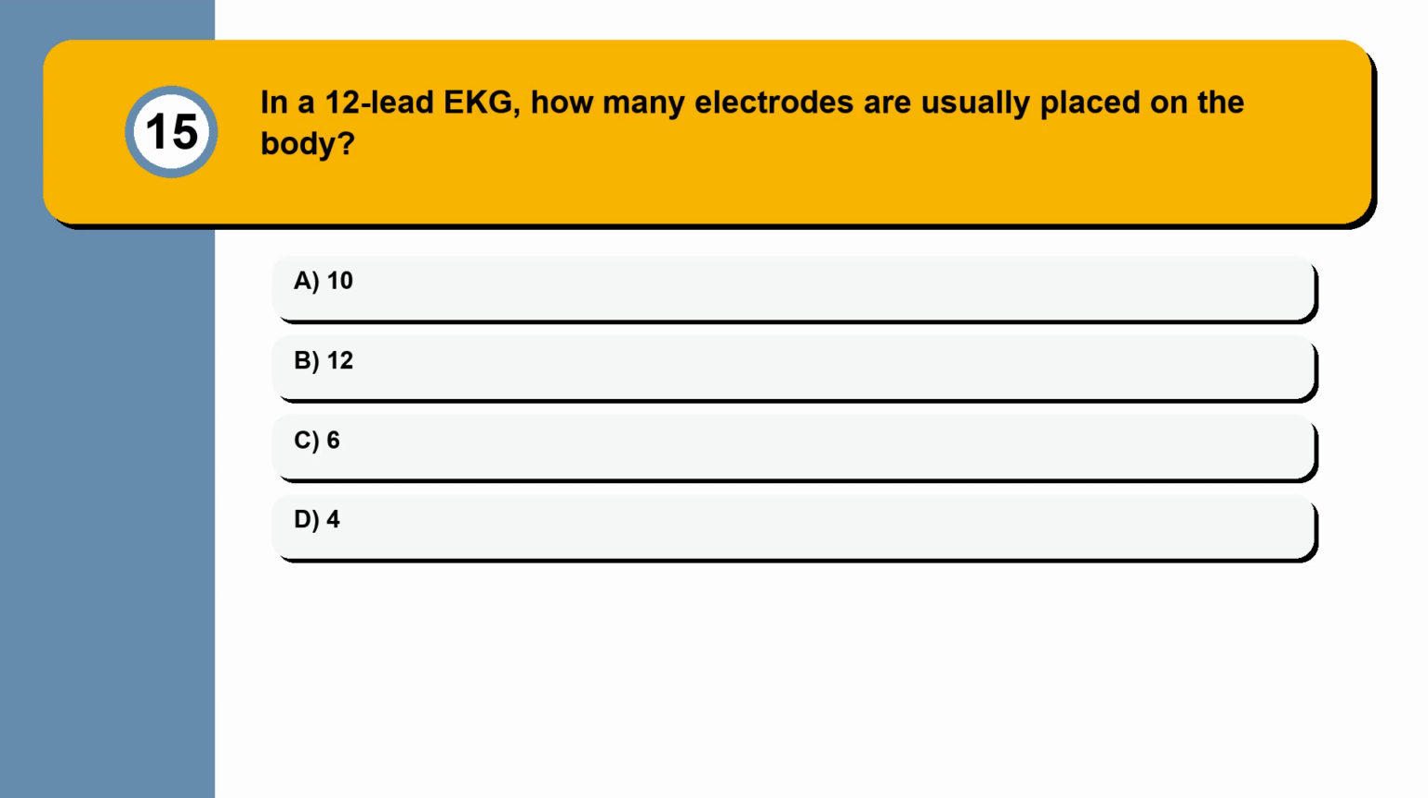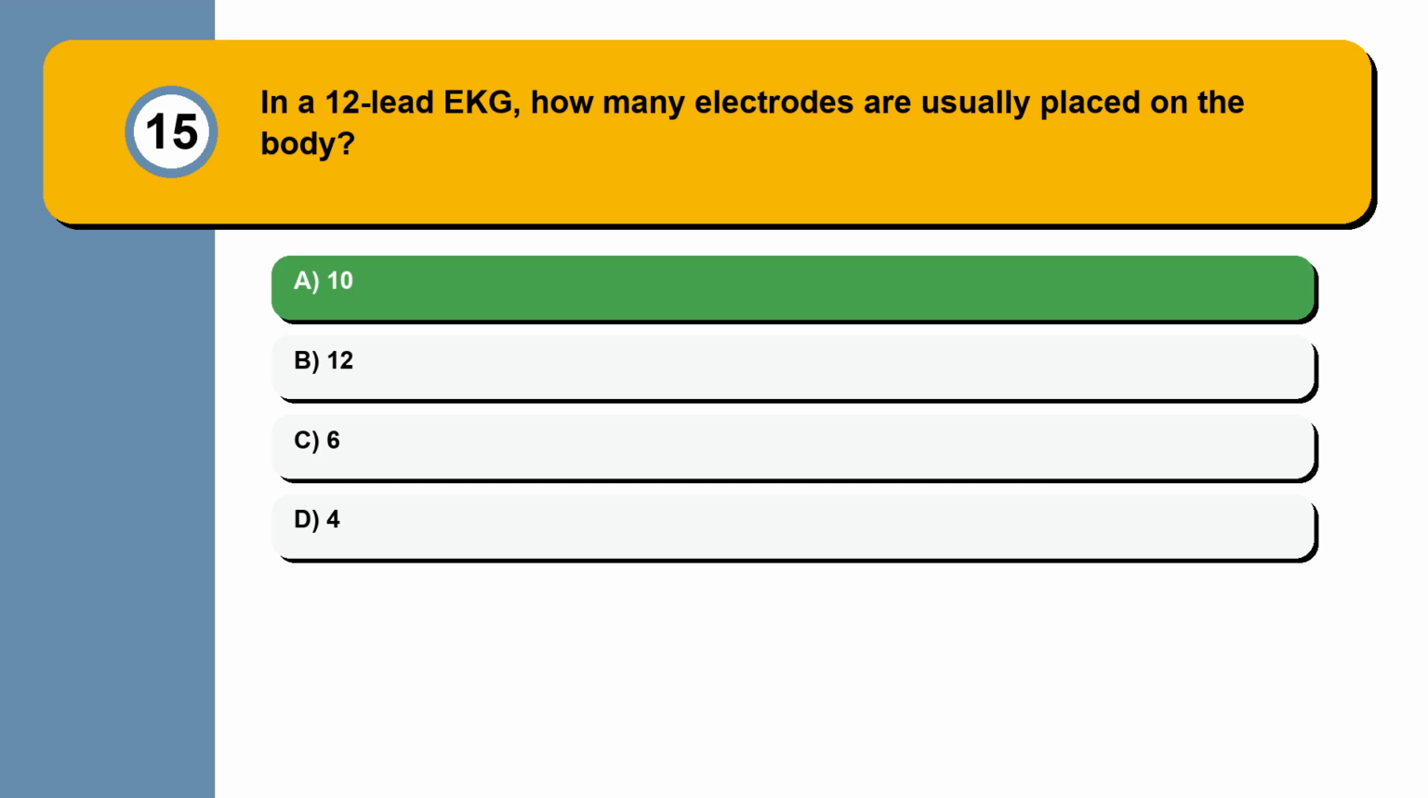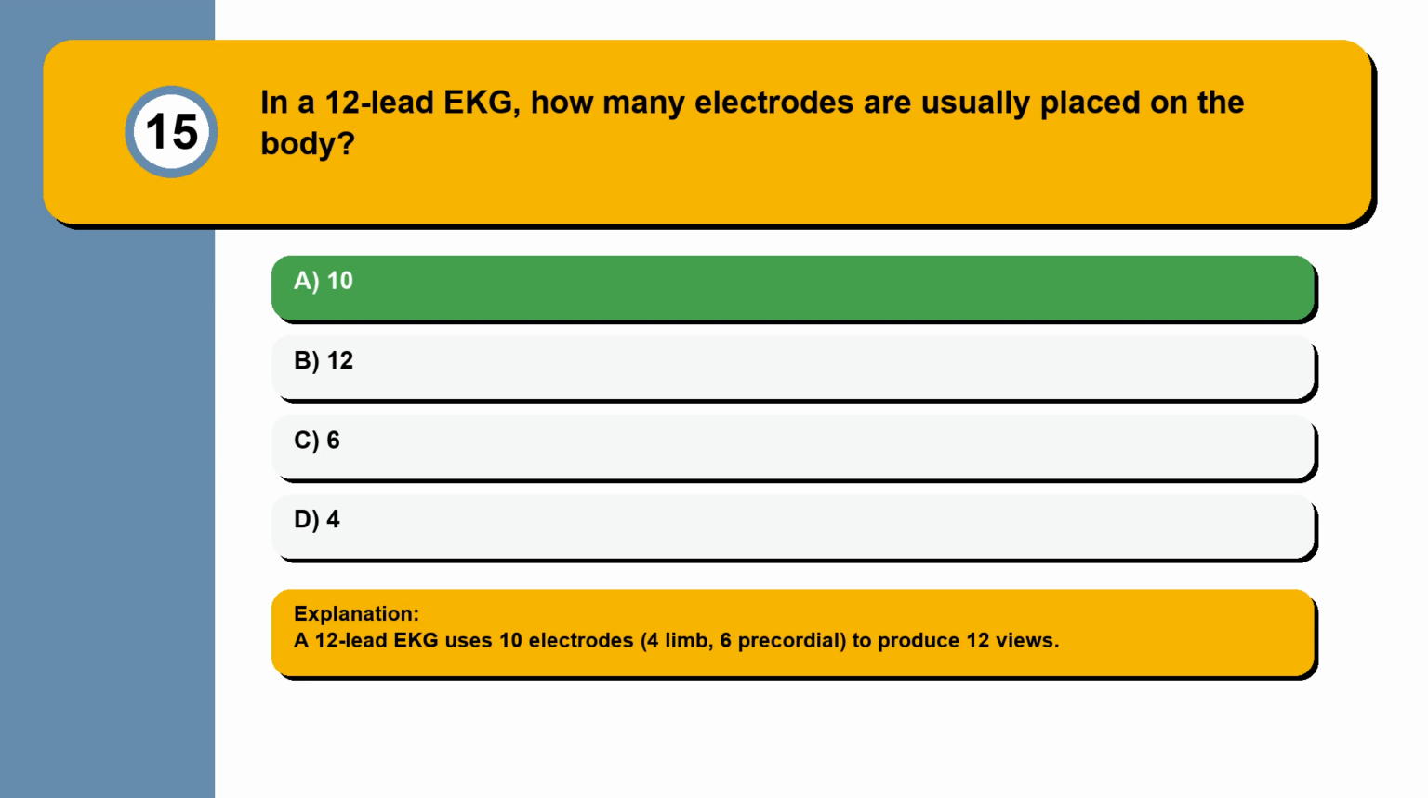Question 15. In a 12-lead EKG, how many electrodes are usually placed on the body? 10, 12, 6, 4. A 12-lead EKG uses 10 electrodes: 4 for the limbs and 6 precordial, to produce 12 views.